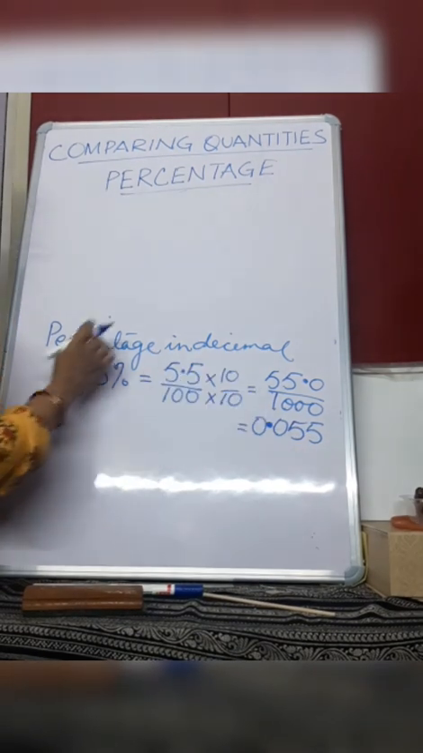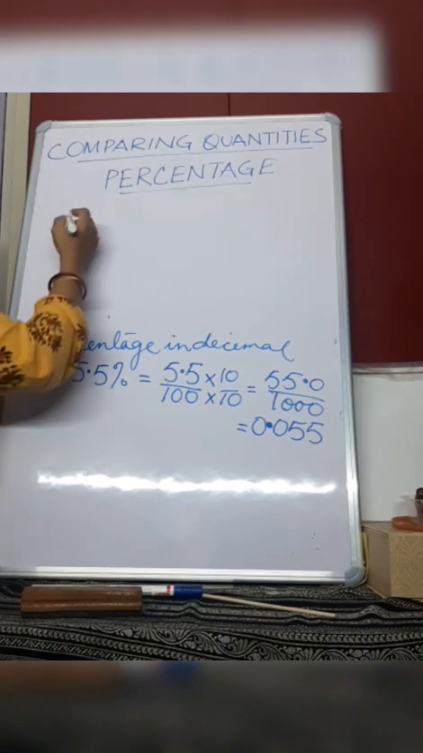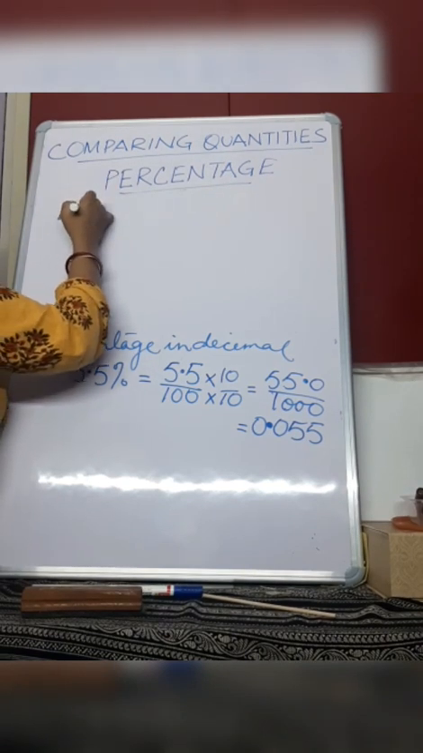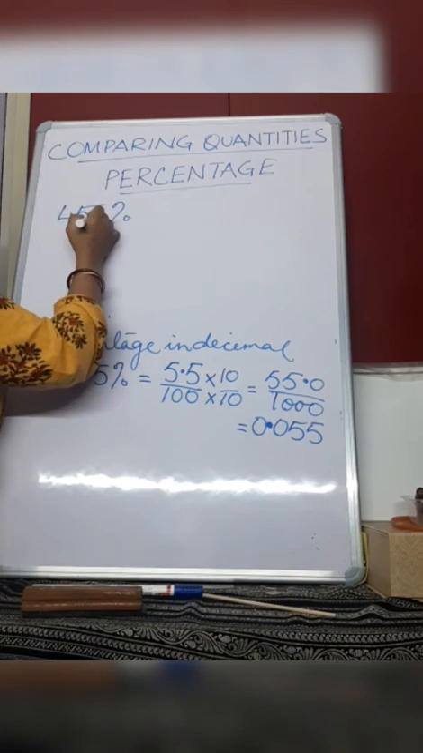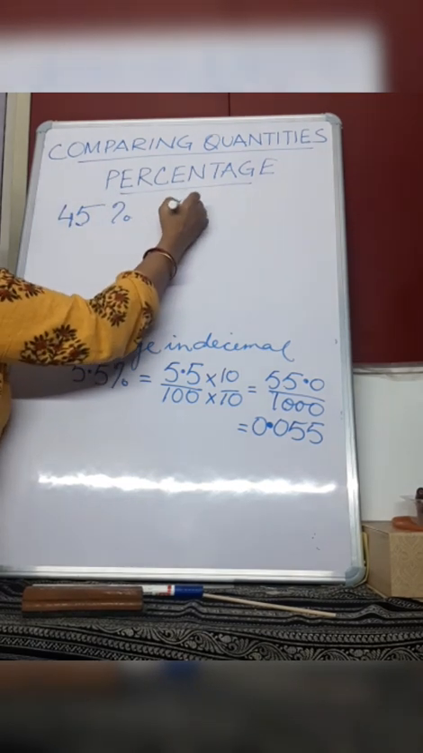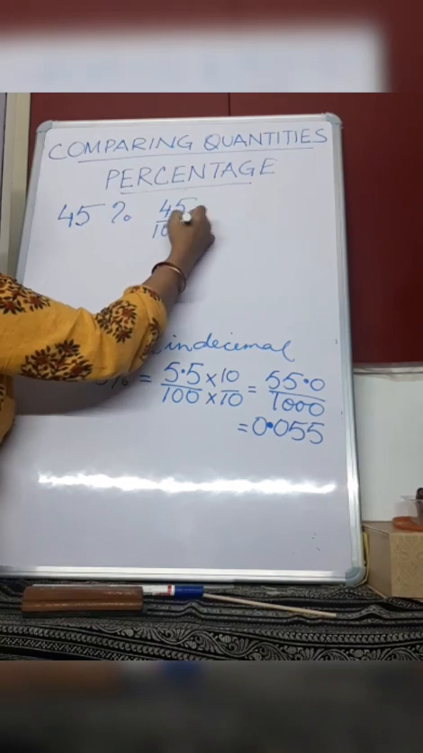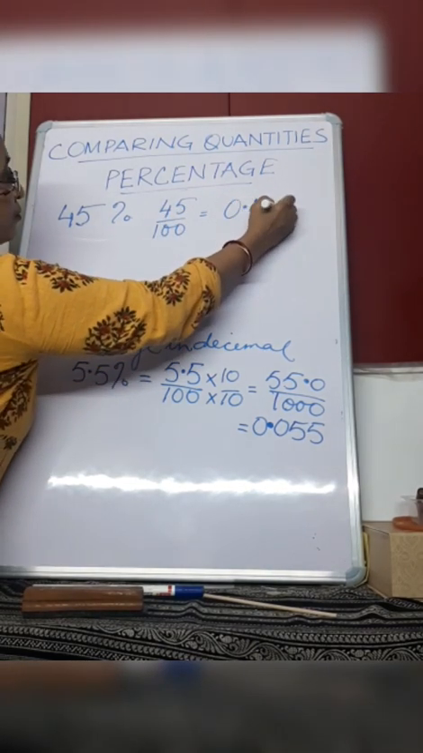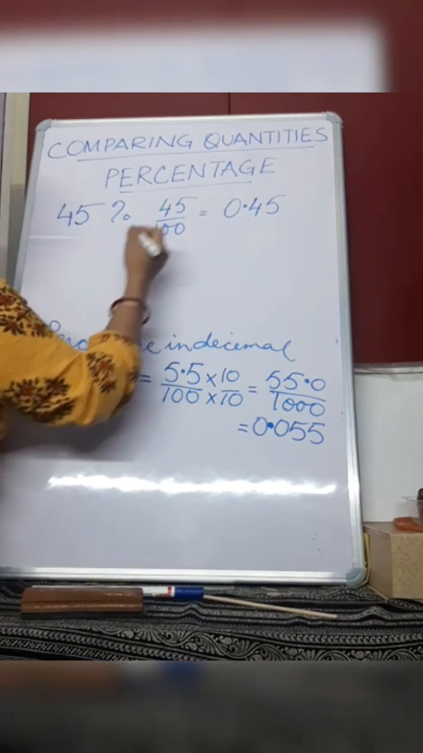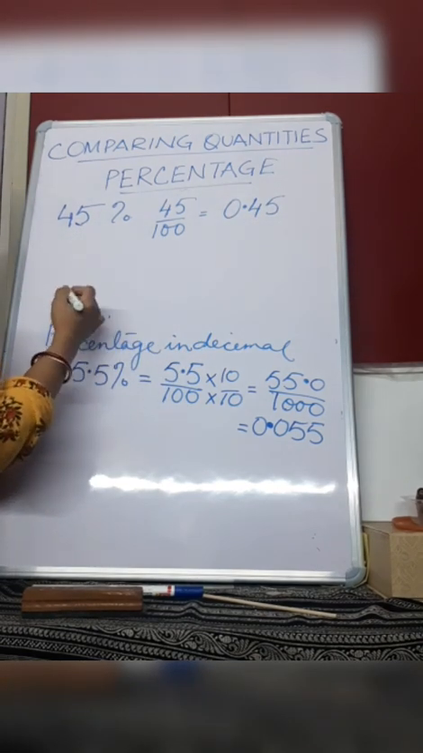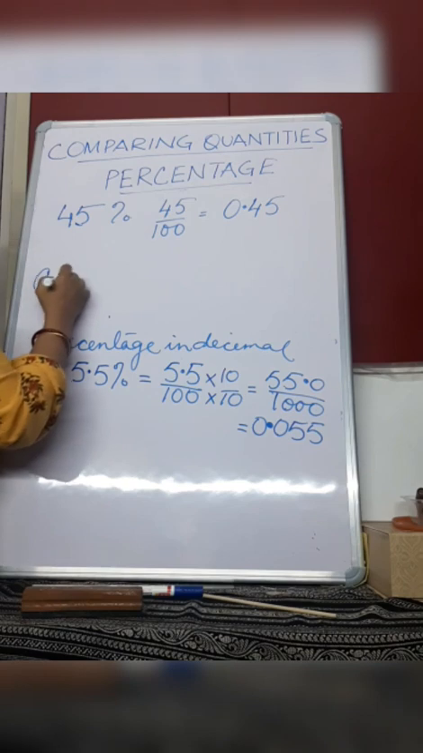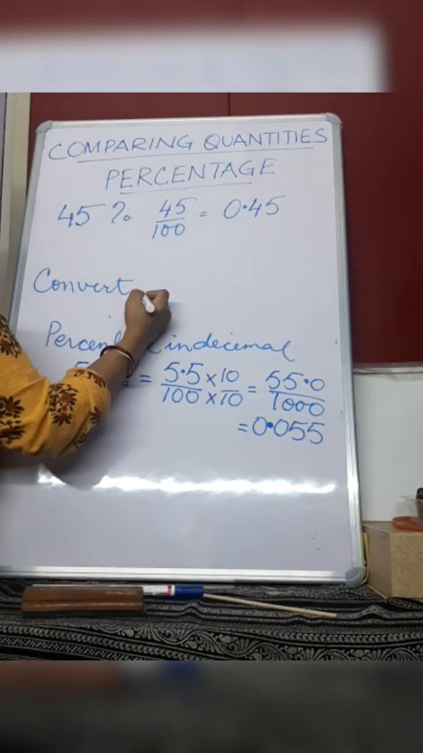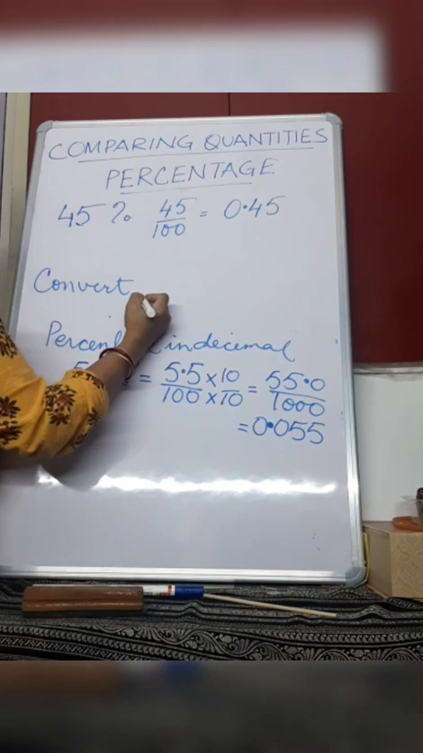Next, in the decimal form. Next question, we take it as 45%. So we put it as 45 by 100, then 0.45. The next part is convert the decimal into percentage.